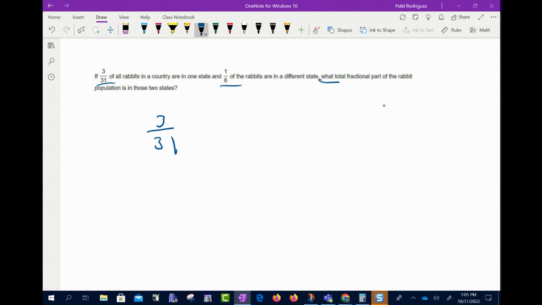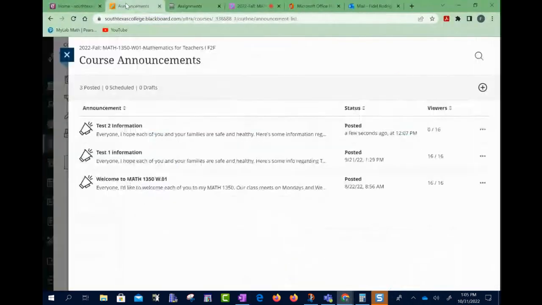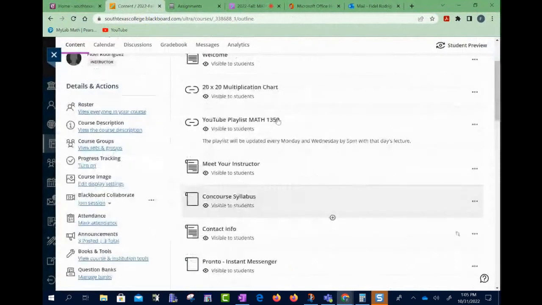It says, what total fractional? The total, y'all, just means all we're going to do is add those two fractions together. Now, y'all, when we were talking about adding fractions together, one thing we always said is, you know what we need to get? We need to get a common denominator, okay? And one of the things that we did a lot, y'all, and I'm just going to come back to my Blackboard page. Let me come back this way. Let me get rid of that.